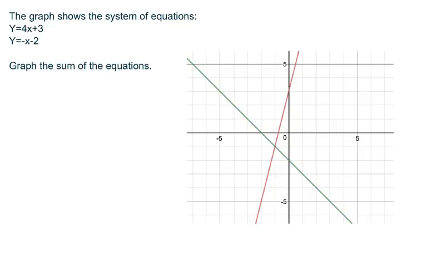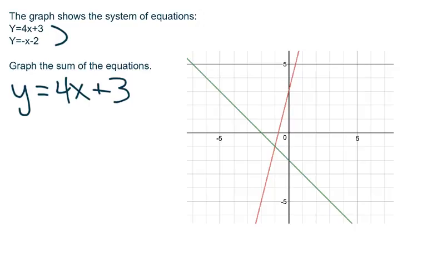Okay, so this question wants us to graph the sum of these two equations right here. Y equals 4x plus 3 and y equals negative x minus 2. So first we need to find the sum of the equations. Y equals 4x plus 3.